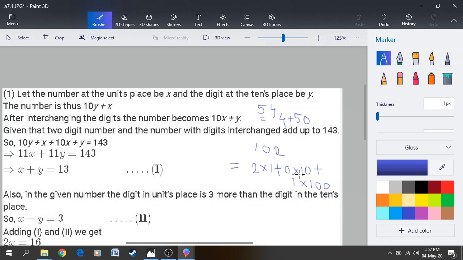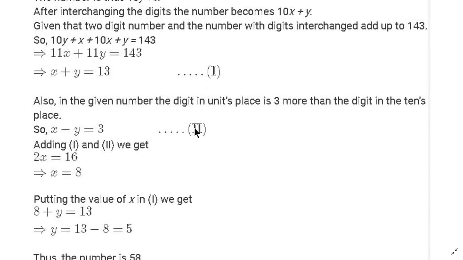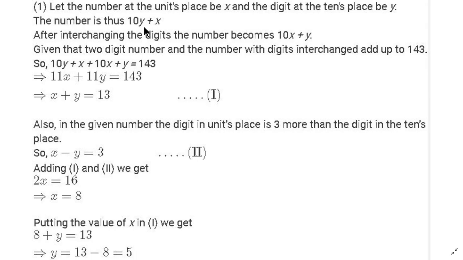So we can see here 100 plus 0 plus 2, which is 102. So this is how the number system works. The number will be 10y plus x, because we assumed y is the tens place digit. But when we interchange the digits, x is replaced by y and y by x, so 10x plus y is the second number.